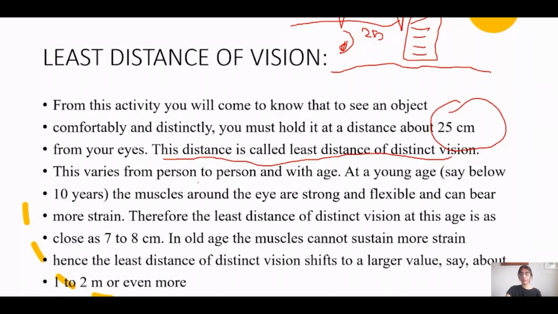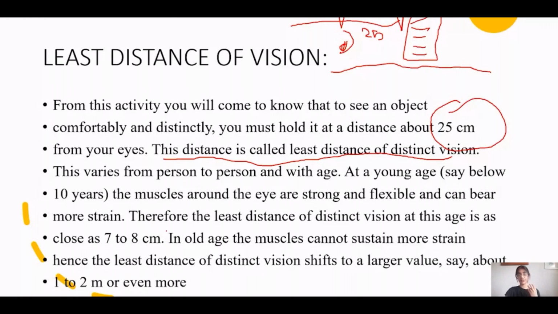At a young age, the muscles around the eye are very strong and they can bear a lot of strain. So if you are measuring the least distance of vision with the naked eye for a very young child, it might be closer than 25 centimeters. He might be able to hold the book very close and still see the contents very clearly. And this is because that child's least distance of vision is smaller than yours.